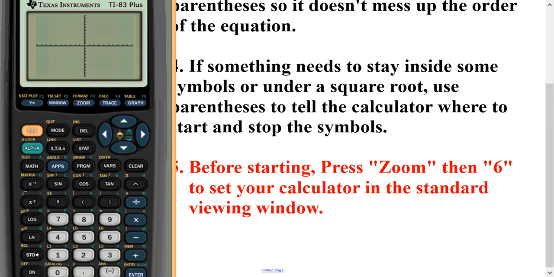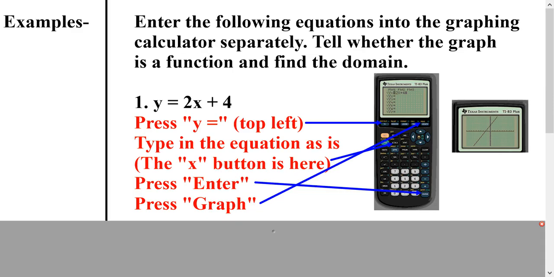All right. Let's try some examples. Now I've included the steps for each equation on here so that you can write these down in your notes if you want to. If you feel like this is something you already know, you don't have to write it down, but it will be helpful if you forget how to do this. So we're going to enter the following equations into the graphing calculator, and we're going to do each of them separately, and then we're going to tell whether the graph is a function, and we're going to find the domain. And we've already done those two things, so this should be a review.